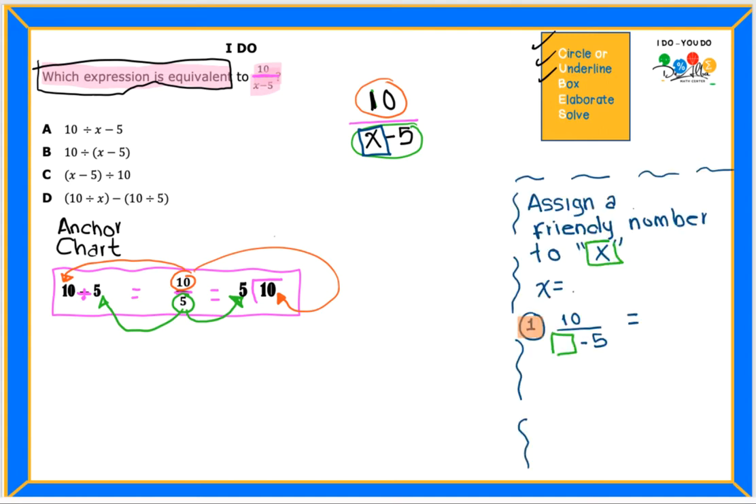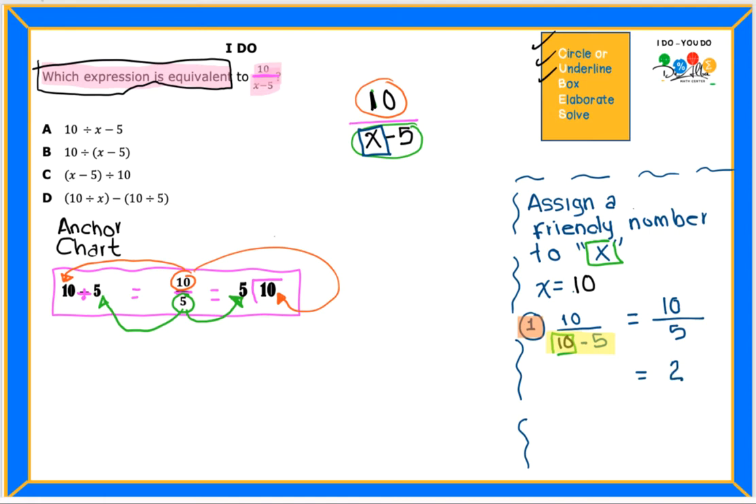Okay, so the strategy that I'm gonna be using is assign a friendly number to x. And one friendly number can be the 10. And I'm gonna write the 10 here. And I'm gonna do the evaluation of this expression. So what we're gonna have to do first is figure the value of the whole denominator right here. If I have the numerator 10 and the denominator 10 minus 5, that's gonna be a 5. 10 divided by 5, that's gonna be equal to 2.